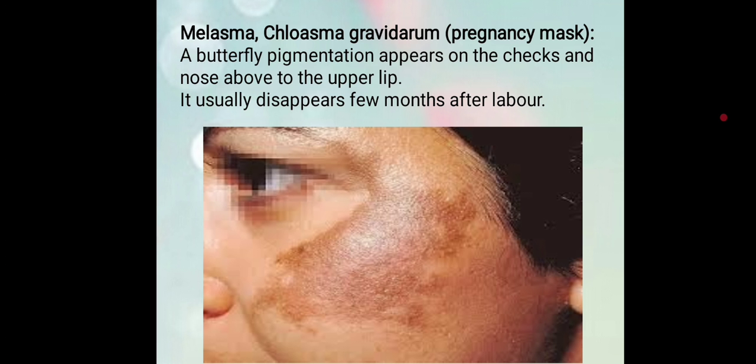Example of this pigmentary change is melasma, previously known as chloasma gravidarum or pregnancy mask. Chloasma in Greek is meant to be green, which does not describe this condition, while melasma means brown discoloration. It's a butterfly pigmentation that appears on the cheeks and above the upper lip. In most cases, it disappears gradually a few months after delivery.